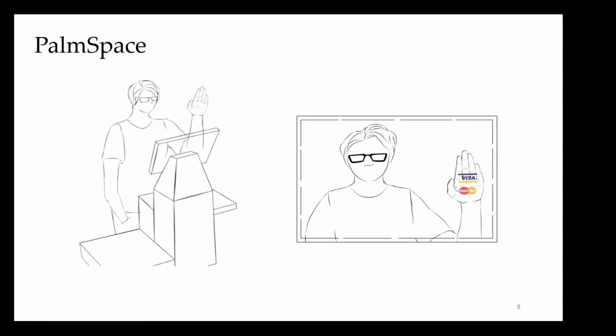So we designed a system which we call PalmSpace that leverages the palm of the user's hand as an alternative input space for public touchscreen interaction. With PalmSpace, user interface elements such as different buttons, items, and lists are anchored on the user's non-dominant hand, and users can use their dominant hand to interact or to select an item there.